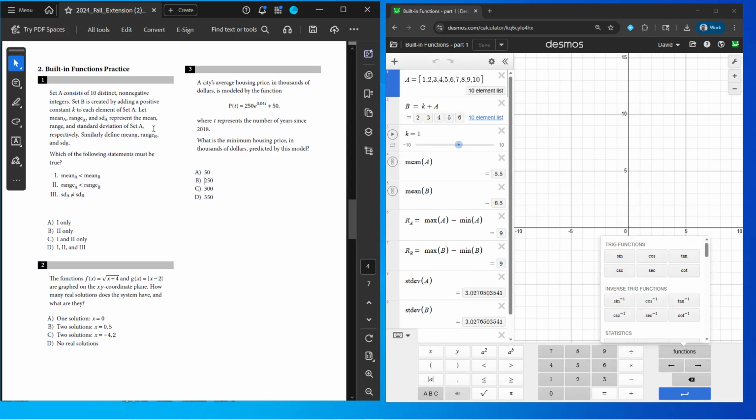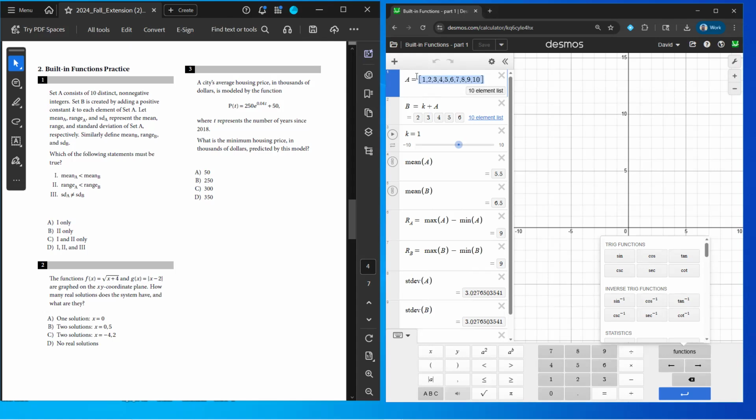All right, let's jump to question 1. Set A consists of 10 distinct non-negative integers, and set B is formed by adding a positive constant k to each element of set A. Let mean A, range A, and standard deviation SD A represent the mean, range, and standard deviation of set A, respectively, and similarly define mean B, range B, and SD B. So those are for set B. Which of the following statements must be true? So one of the things I did first is I did something called a list.